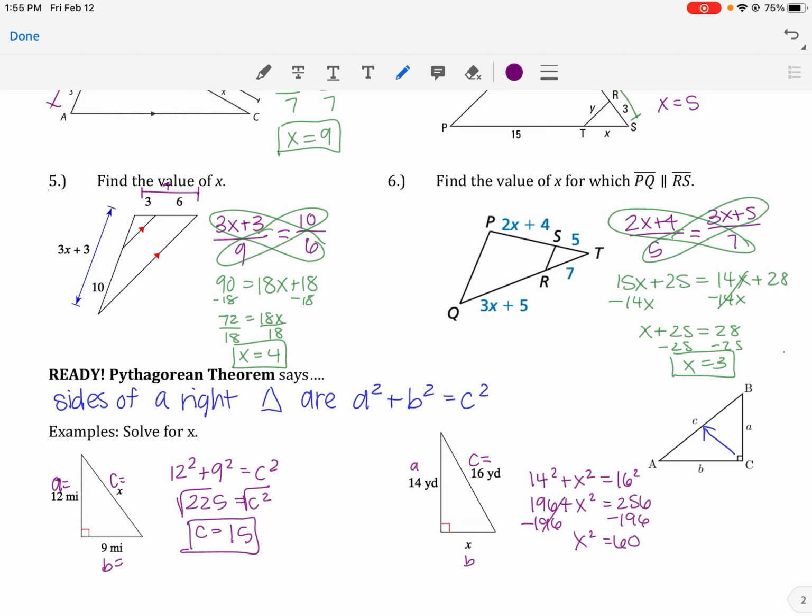X squared equals 60. And then go ahead and take the square root of both sides. And we got to figure out what is the square root of 60. So ask yourself, what does that break down to? 6 and 10, 2 and 3, 2 and 5, so we got a set of 2's. That means the 2 comes out. 3 times 5 will stay inside. That's 15. And that's going to be an exact answer there.